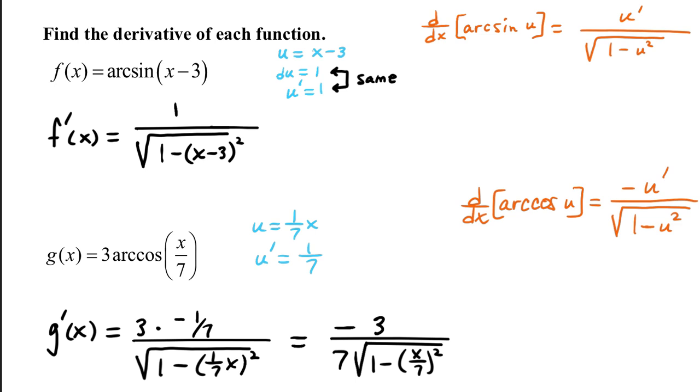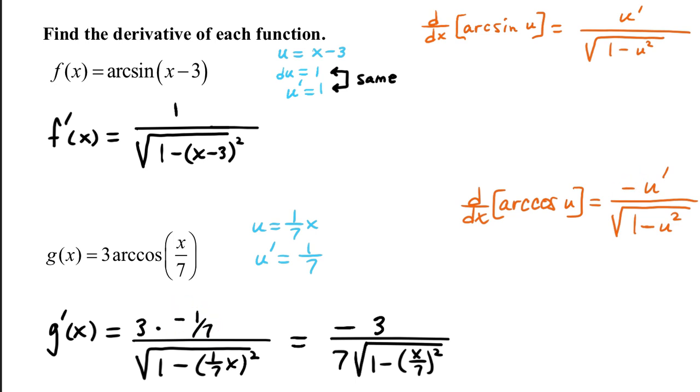The bottom example, we have 3 arc cosine of x over 7. That 3 that's in front is this 3. It's 3 times. Now, arc cosine x over 7, its derivative, let's look at the orange formula. Where this u is, that's our x over 7. Part of the formula is a negative sign. The derivative of 1/7 x is just 1/7. So we have a negative 1/7 for the u prime part.